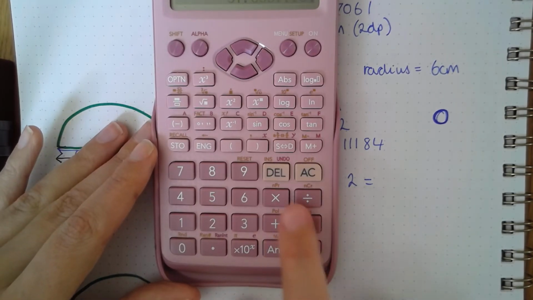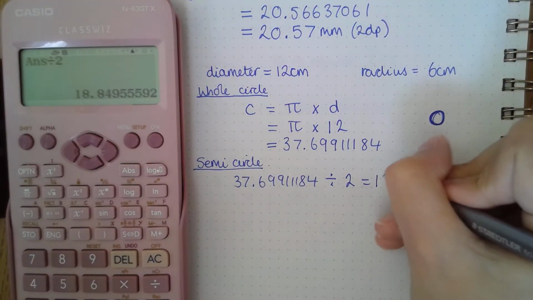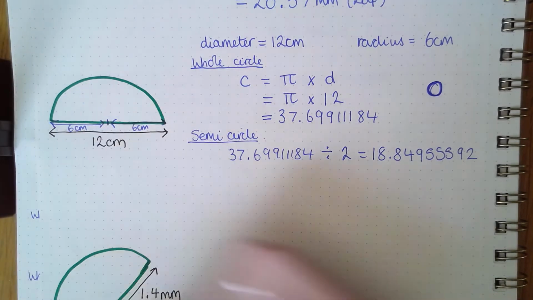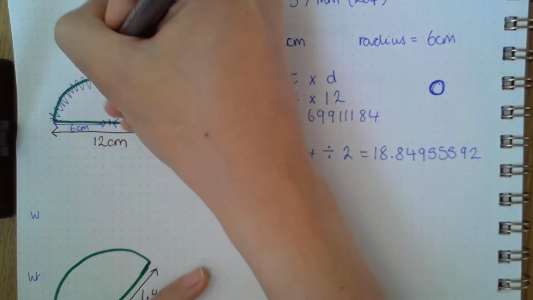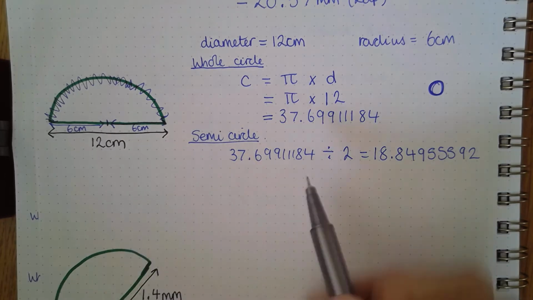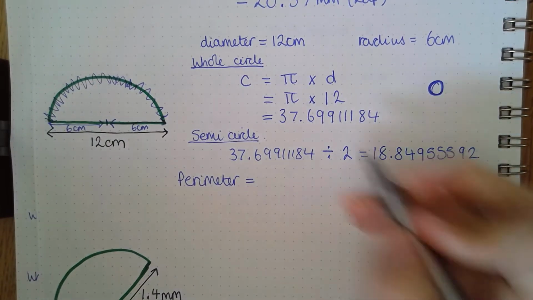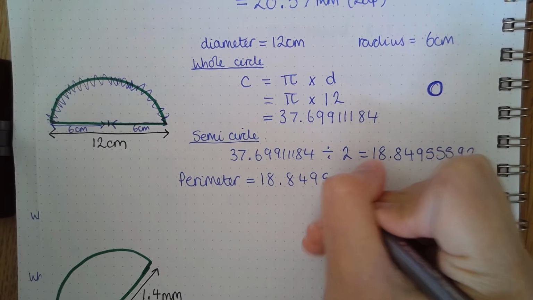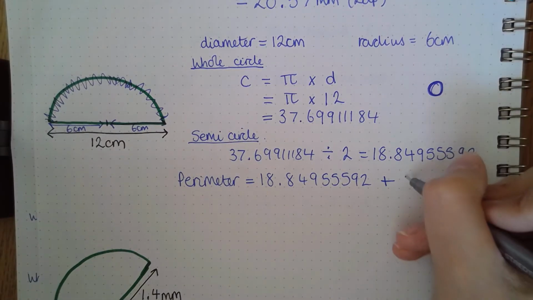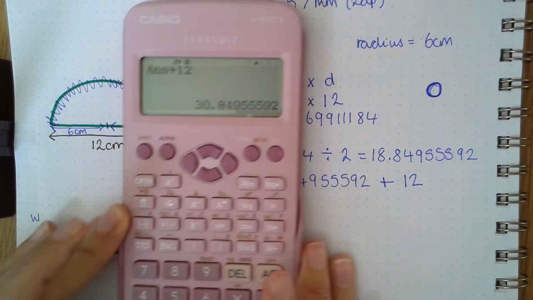I'm going to press answer divided by 2 equals S arrow D, 18.8495592. But again, that is only this curved part around there. We need to add on this length to get our perimeter. So perimeter is equal to the curved part, which is 18.8495592, add this length, which is 12. You can just type in answer plus 12 equals, and then it comes up.